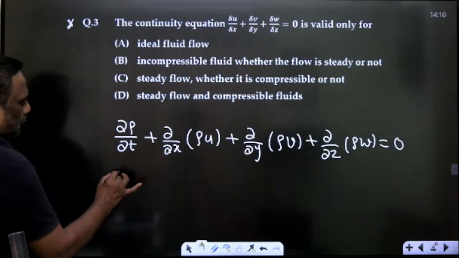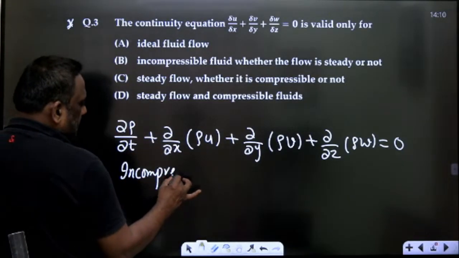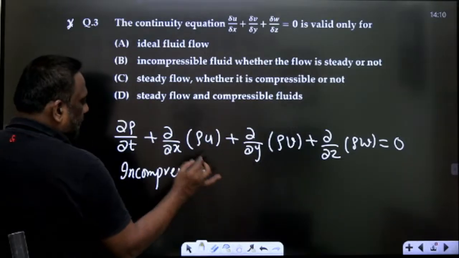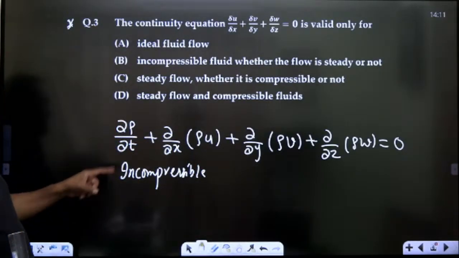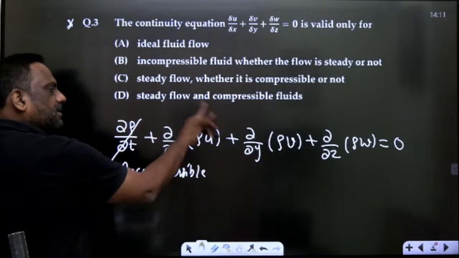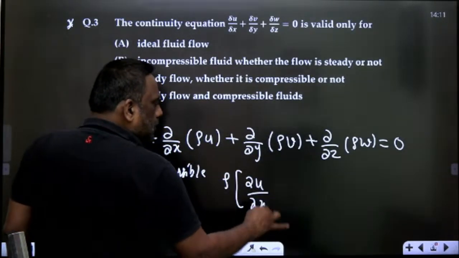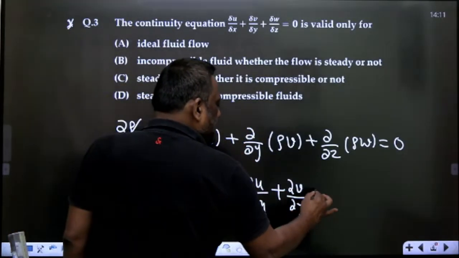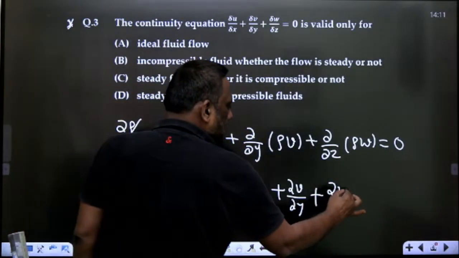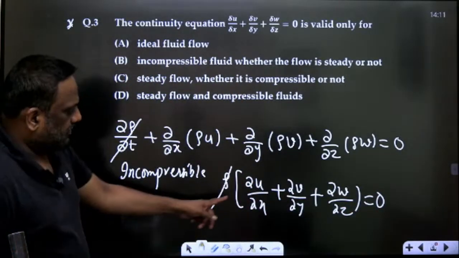अब देखो, he is asking this question. Let us assume the fluid to be incompressible. Whenever the flow is incompressible, there is no change of density, so this will be 0. Incompressible density is constant, take it out. So rho dou u by dou x, incompressible rho is constant, dou v by dou y, incompressible rho is constant, so dou w by dou z, and that is equal to 0. Rho cannot be 0, so therefore this will be 0.